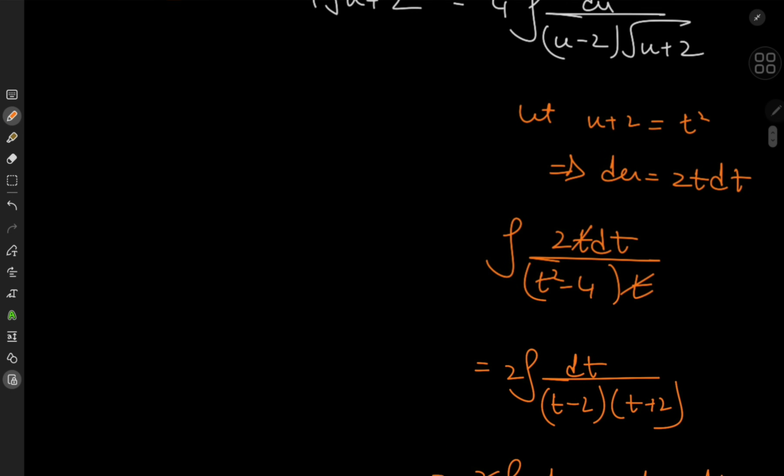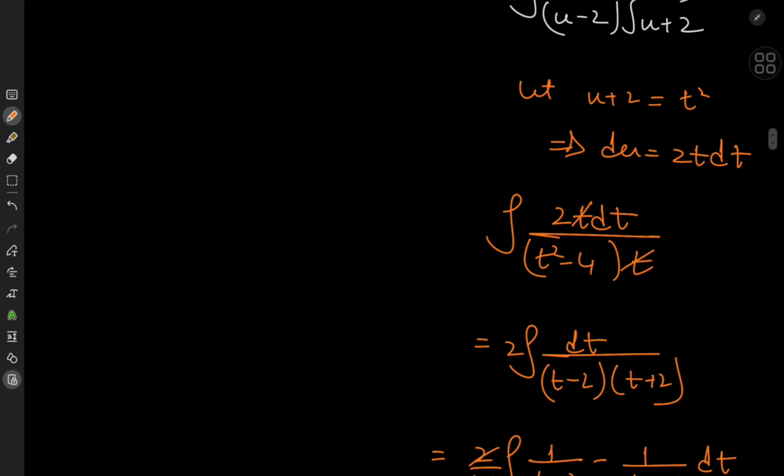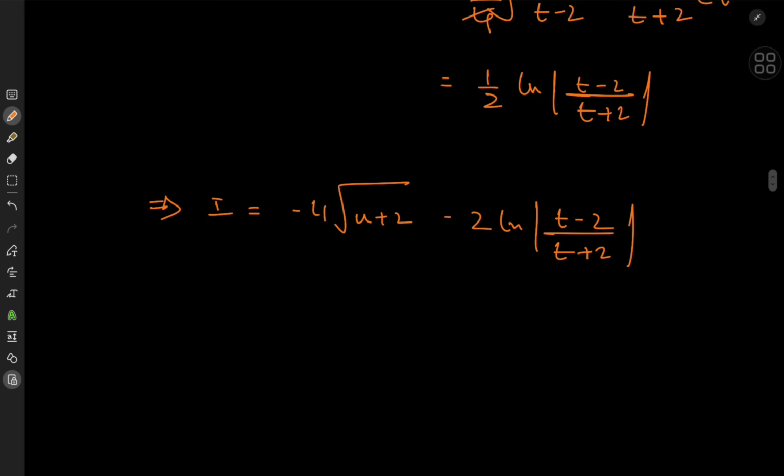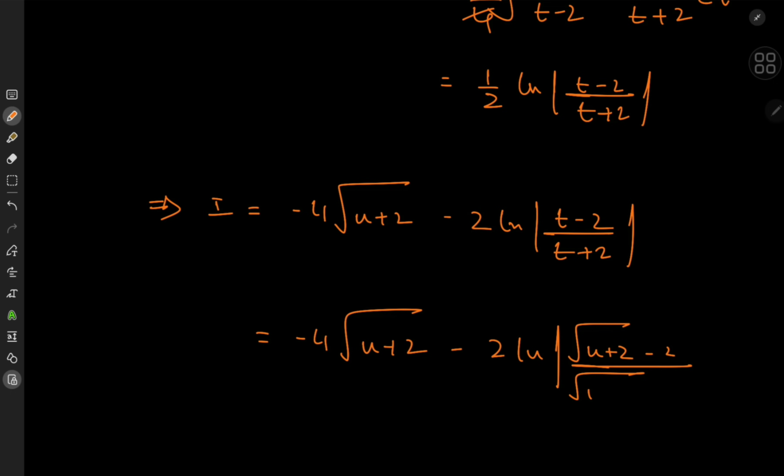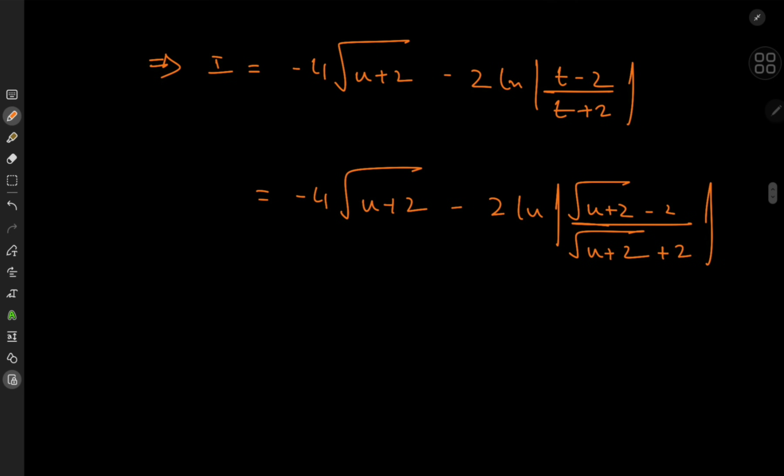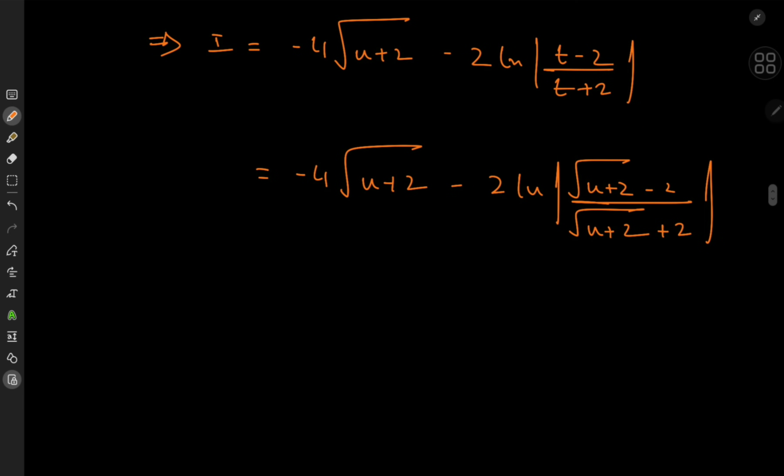So we actually let u plus 2 equal t squared. So t equals root u plus 2. So we have -4 times root u plus 2 minus 2 times log absolute value, root u plus 2 minus 2, over root u plus 2 plus 2. And now what exactly was the u variable? u was in fact root 4 plus cosine x.